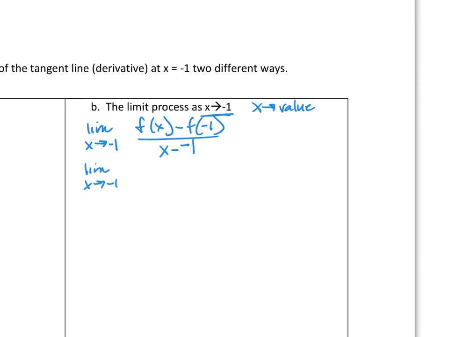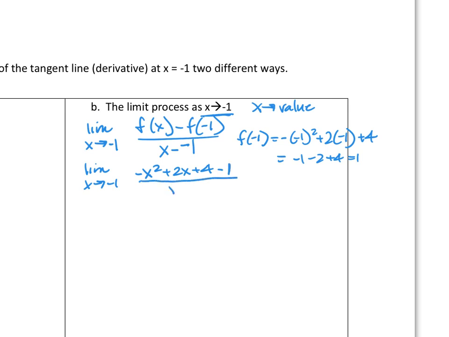So here is what we have. We are going to put in that function. Remember, it was -x squared plus 2x plus 4. And I'm still going to go ahead and write this. Now let's go ahead and figure that out. Okay, so if you recall from today, we are going to figure out the function at -1. So we have -1 squared plus 2 times -1 plus 4. And what that gives us is -1, -2 plus 4, which gives us 1. So that subtracting 1 goes right there, and we end up with the x plus 1 in the denominator.